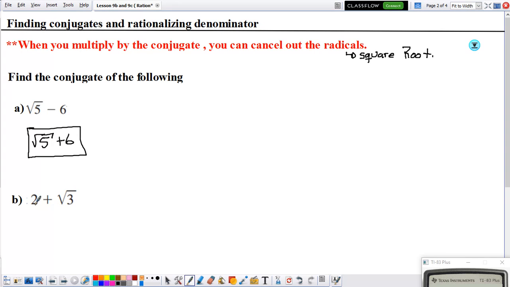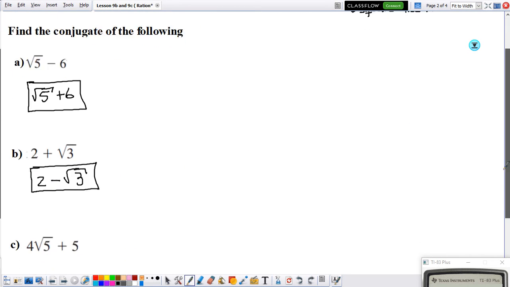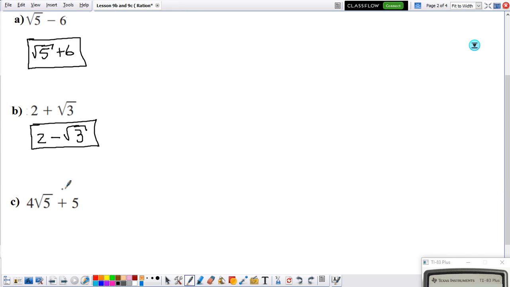So here's another example. Let's find the conjugate of 2 plus square root of 3. Again, the conjugate of 2 plus square root of 3 would be 2 minus square root of 3. This is how we can find the conjugate. You're basically just switching the sign between the two. So let's just find another conjugate real quick. The conjugate for C is pretty much the same expression, but you're going to switch the sign between them. So instead of a plus, it becomes a minus. So this is what a conjugate is.